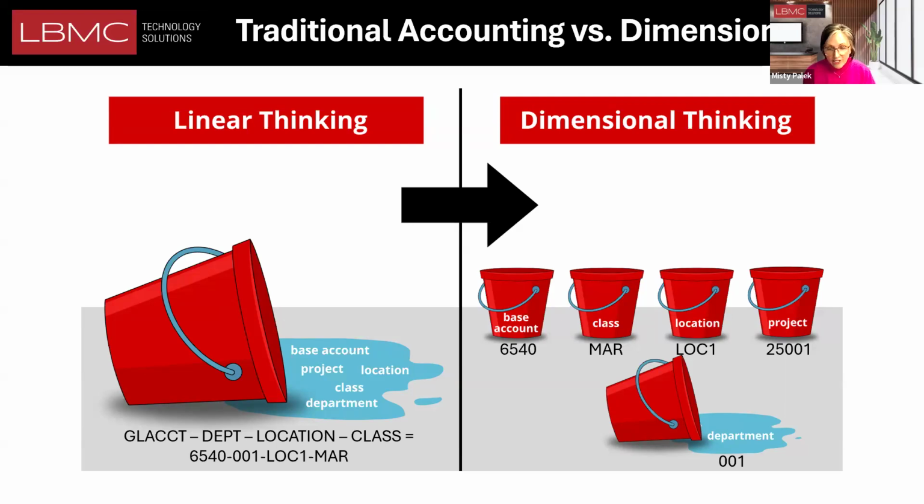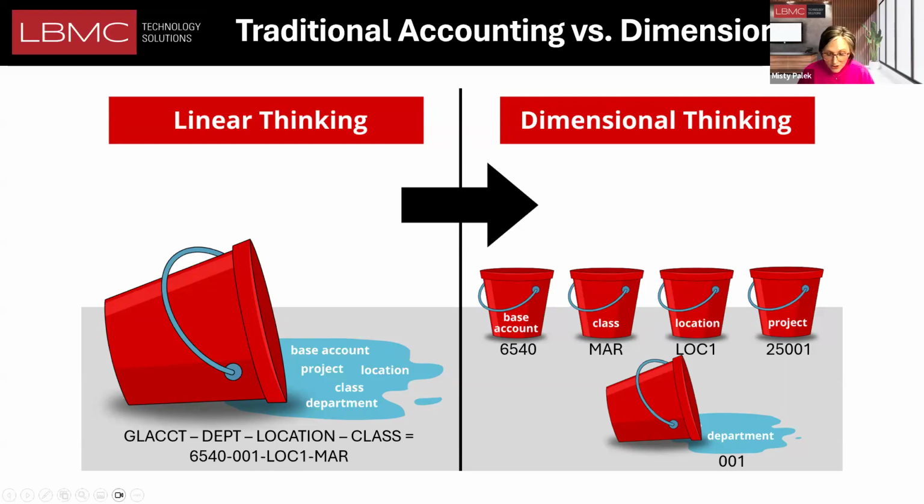You can see how linear thinking keeps all your accounts in a single string, and dimensional thinking lets you pivot on any dimension to gain better insights and make faster decisions. Because we have evolved as an accounting society, I would say that we need to make decisions fast, and we need to trust the data so that the decisions are accurate.